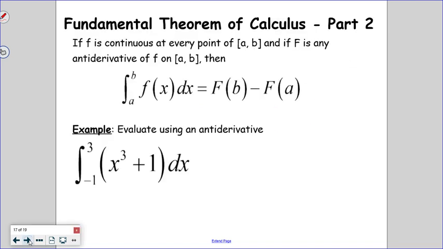Okay, part 2. Now, part 2 should look familiar. We have done part 2. If f is continuous at every point on the interval from a to b, and if the antiderivative of f on a to b is capital F, then we know that we can evaluate the integral from a to b of f of x dx by doing the antiderivative of b minus the antiderivative of a. We did this already. We just kind of referred to it as evaluating an integral analytically. Well, it has a title, Fundamental Theorem of Calculus, Part 2.